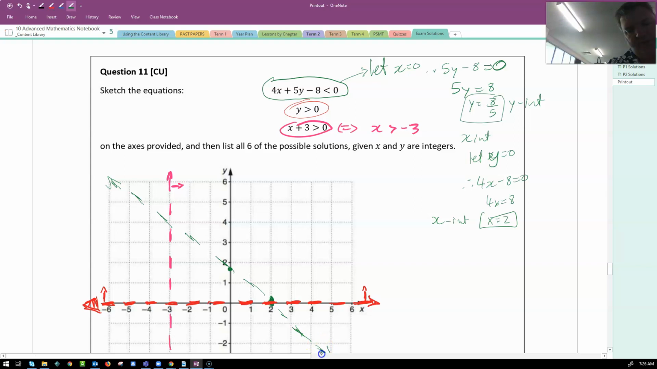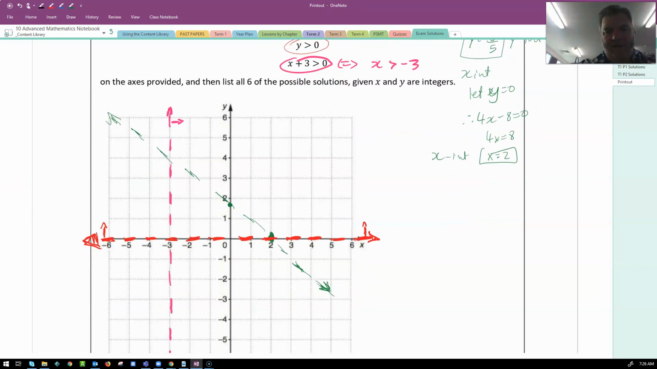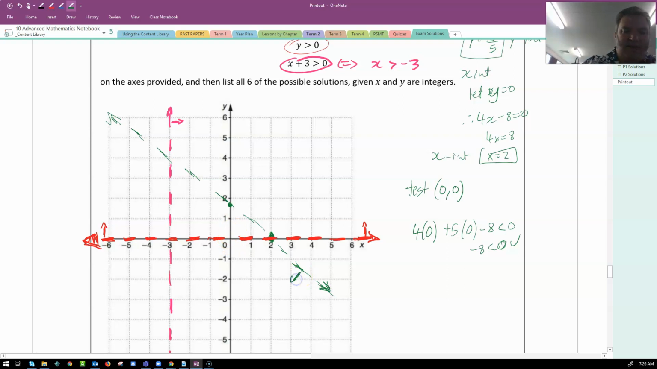The next thing I need to do is to be sure that I keep the correct side of that line. How do we do that? Well, let's test a point. What point would I test given the opportunity? I would test the origin. So long as it's not on the line, I'm going to test the origin and check whether it satisfies the inequation. It was 4x plus 5y minus 8 is less than 0. So 4 times 0 plus 5 times 0 minus 8. Is that less than 0? Yep, -8 is less than 0. Tick. So I keep the side that contains the origin, the side that is down and to the left of that.